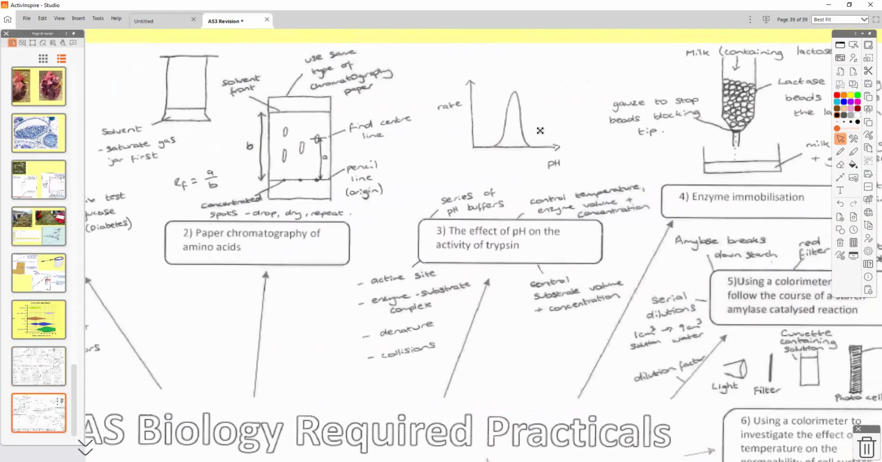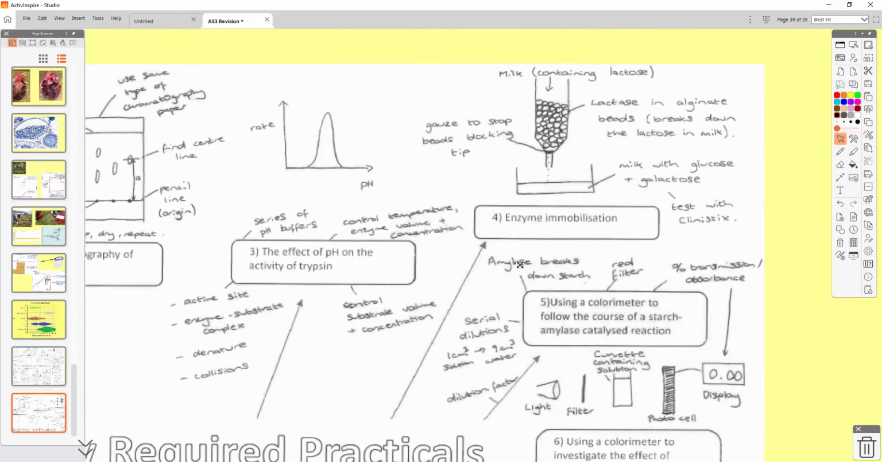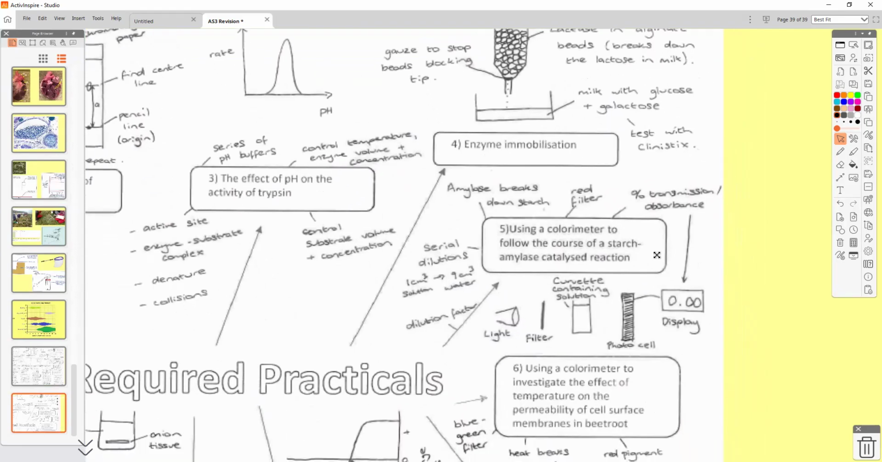So optimum temperature, otherwise your ionic bonds get affected, causes the enzyme to denature. Your immobilization really is with the alginate beads. So with lactase that breaks down the lactose in the milk into galactose and glucose, which is tested with clinisticks. The colorimeter we've talked about. It may be that you need to do serial dilutions for that, which I didn't mention.